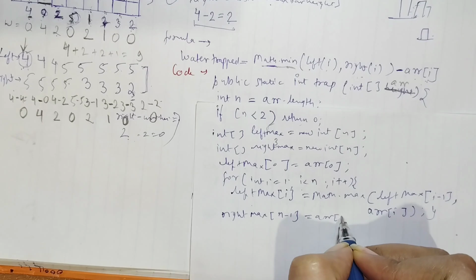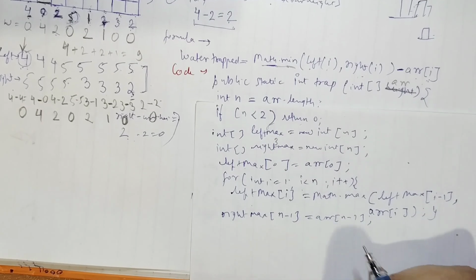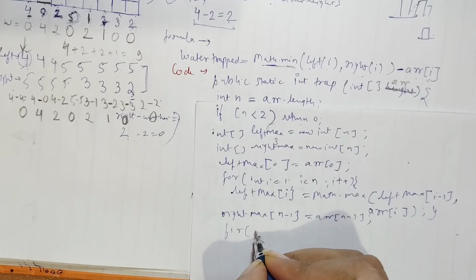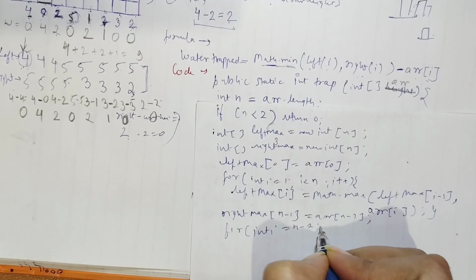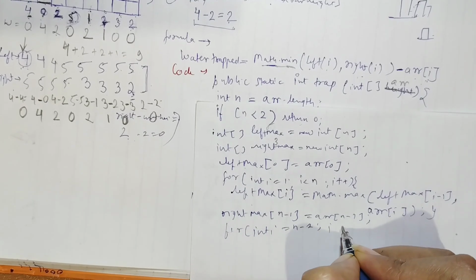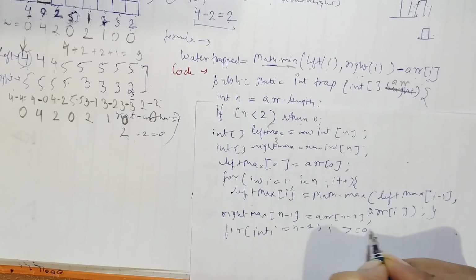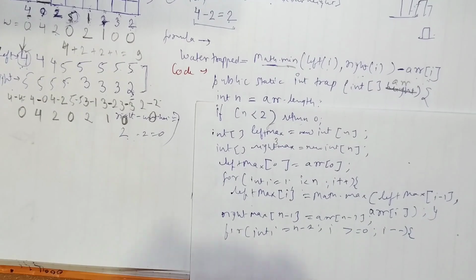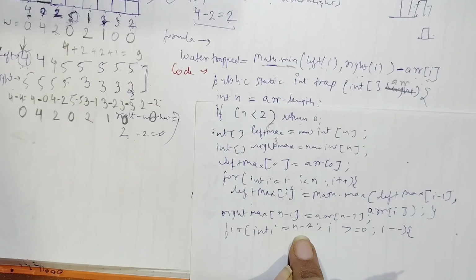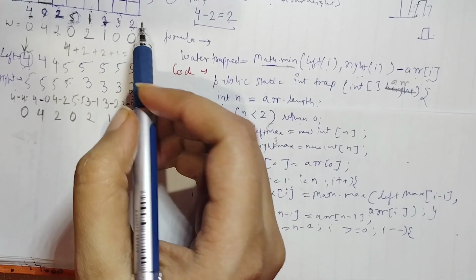So array of n minus 1. Now for loop: i equals n minus 2, i should be greater than or equal to 0, i minus minus. So now why is this loop starting from backwards? I have told you from here.